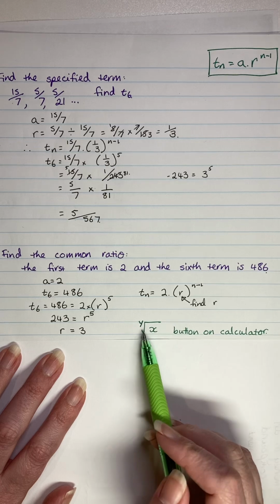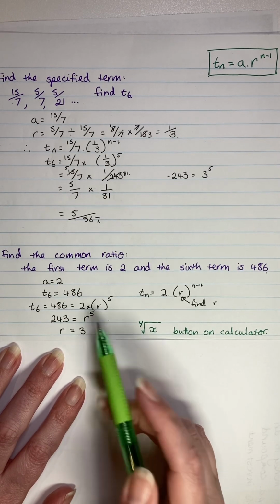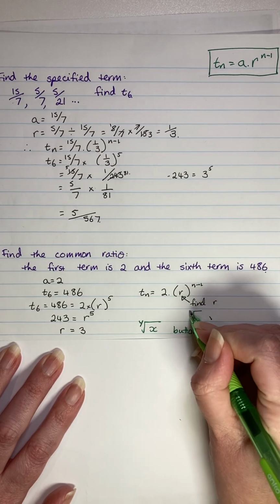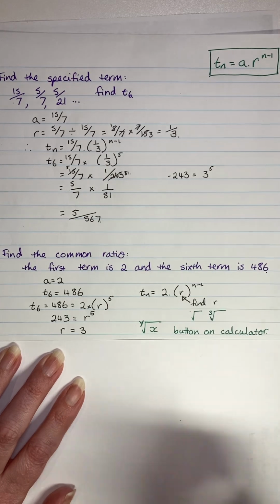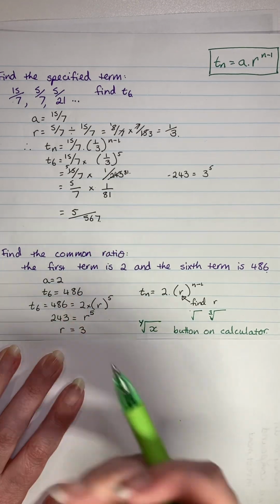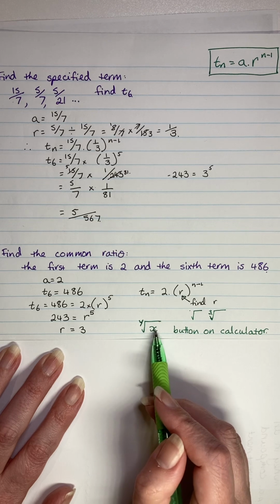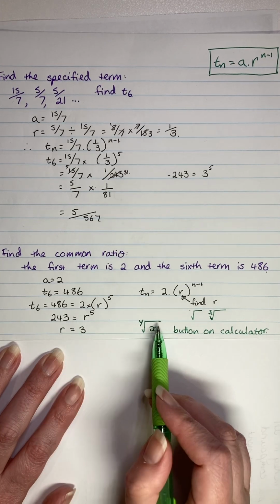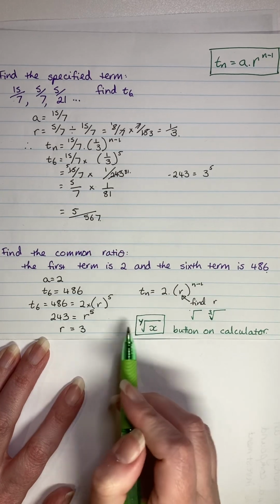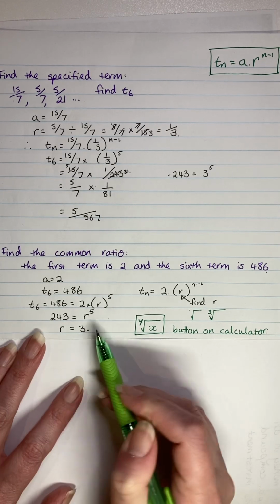Now, if you use this button on your calculator, you can find the fifth root. It's like using this for the square root, and this for the cube root. This button here allows you to find any root. So here we're going to use it to find the fifth root. You put your number in, in this case 243, we hit this button on the calculator, we put 5 in for that y value and equals, and we get R equals 3.